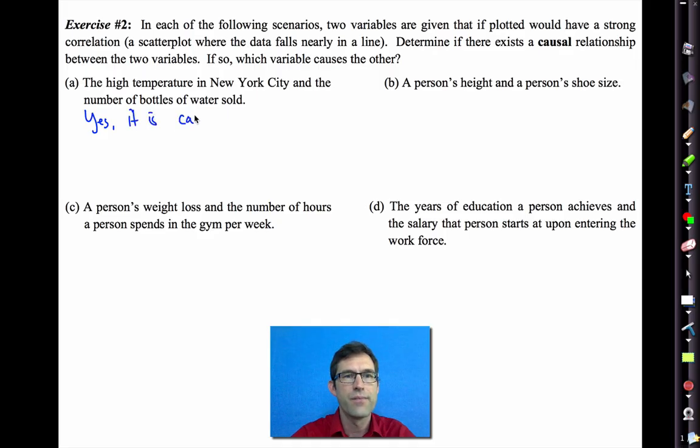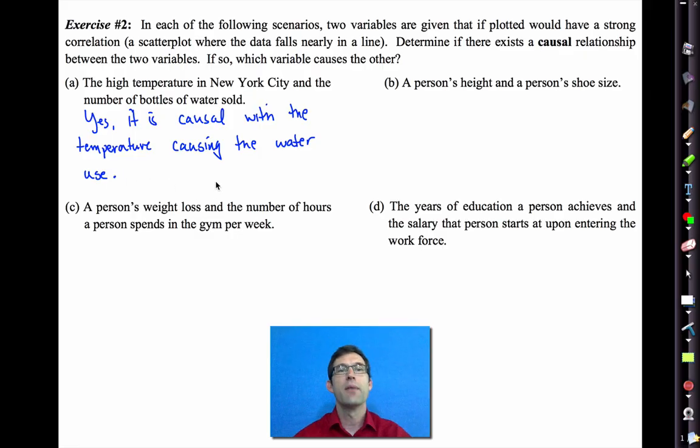It is causal, with the temperature causing the water use. You might say that the temperature is the causal agent, right? It's not that we're drinking water and therefore the temperature goes up. It's that the temperature goes up and therefore we drink more water, right?